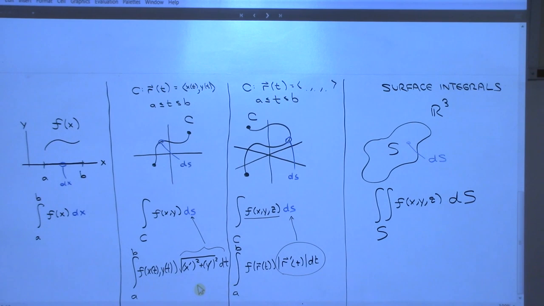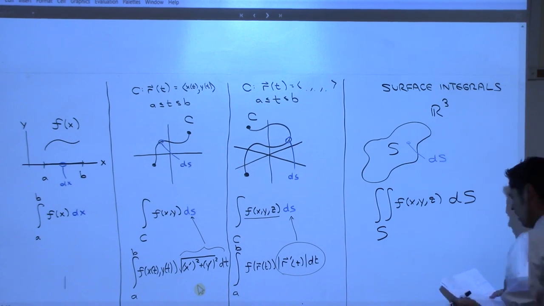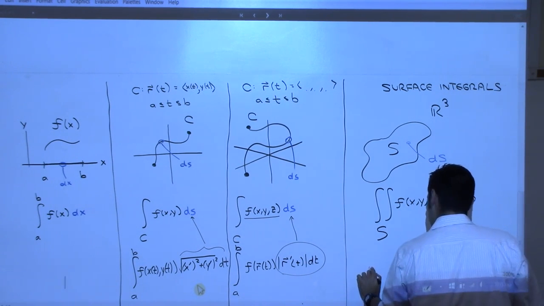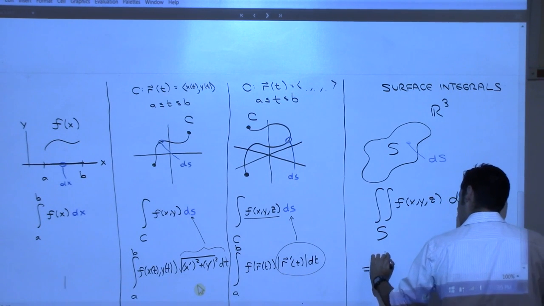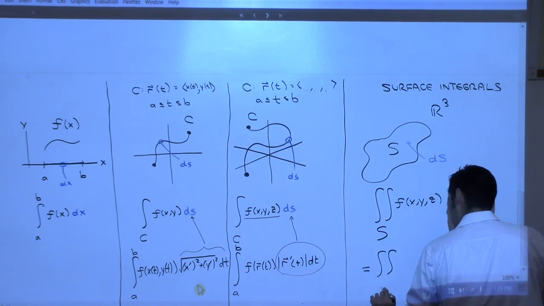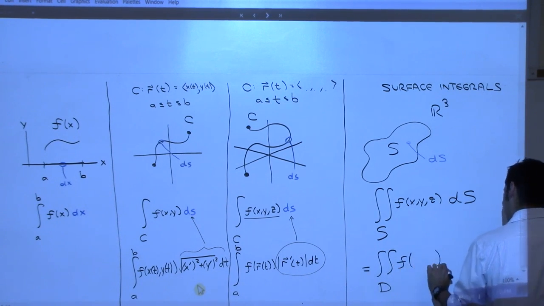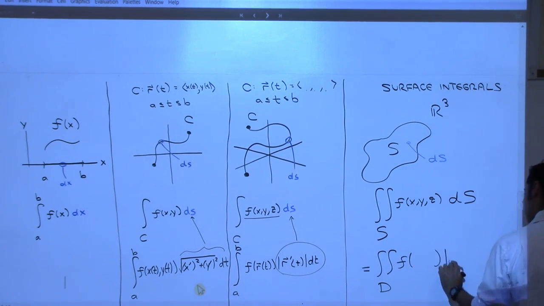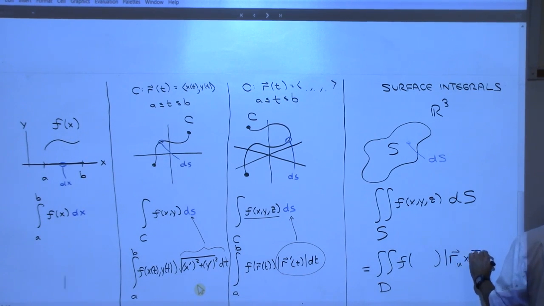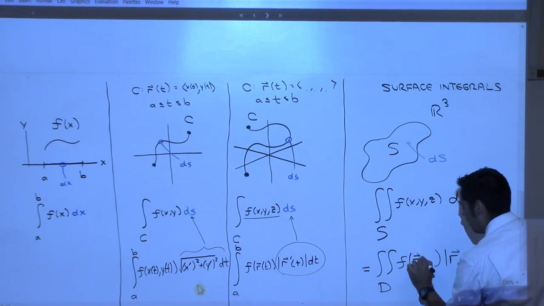And by definition, I'm going to put this on the board in a second, what this turns into is the double integral over D of f of something and then the cross product of the partials, dA. So let me explain what this is. Let me just go ahead and put what's in here, r of u, v.